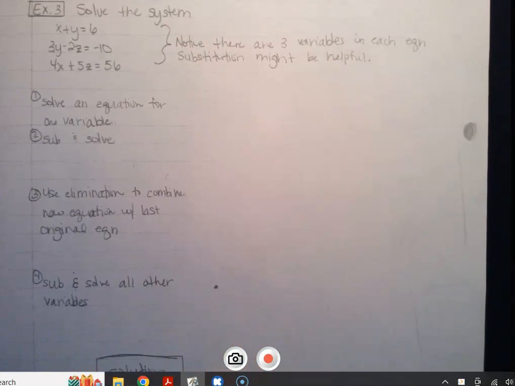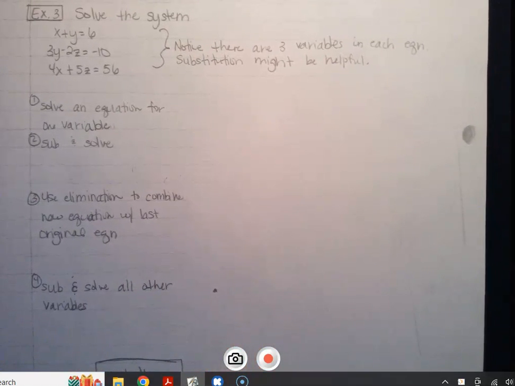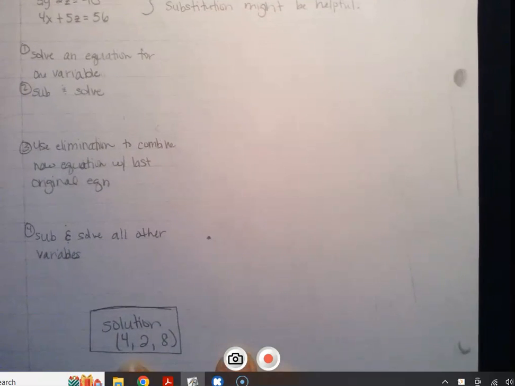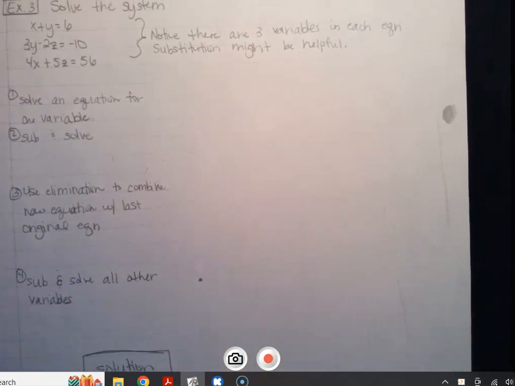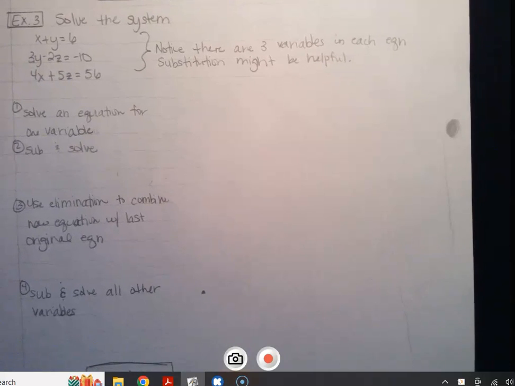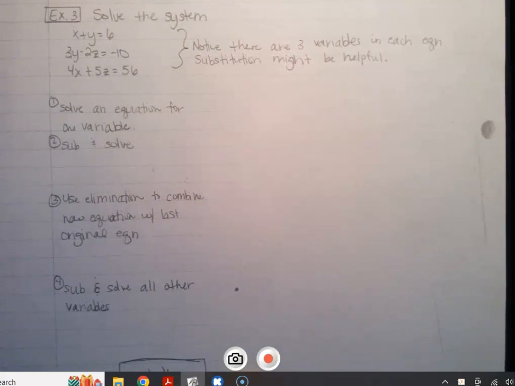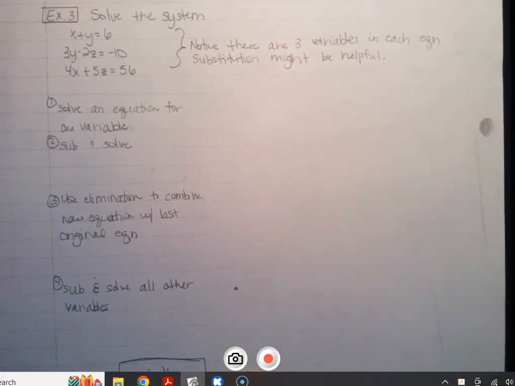All right, so let's look at this one. And our solution is down there. It's 4, 2, 8. But solve this system. Notice there are 3 variables in each equation, and so there are not. I'm sorry, I should say there are not 3 variables in each equation. So substitution might be helpful here. Not that you have to do it, but it might be helpful. All right, so how do we want to tackle this one?